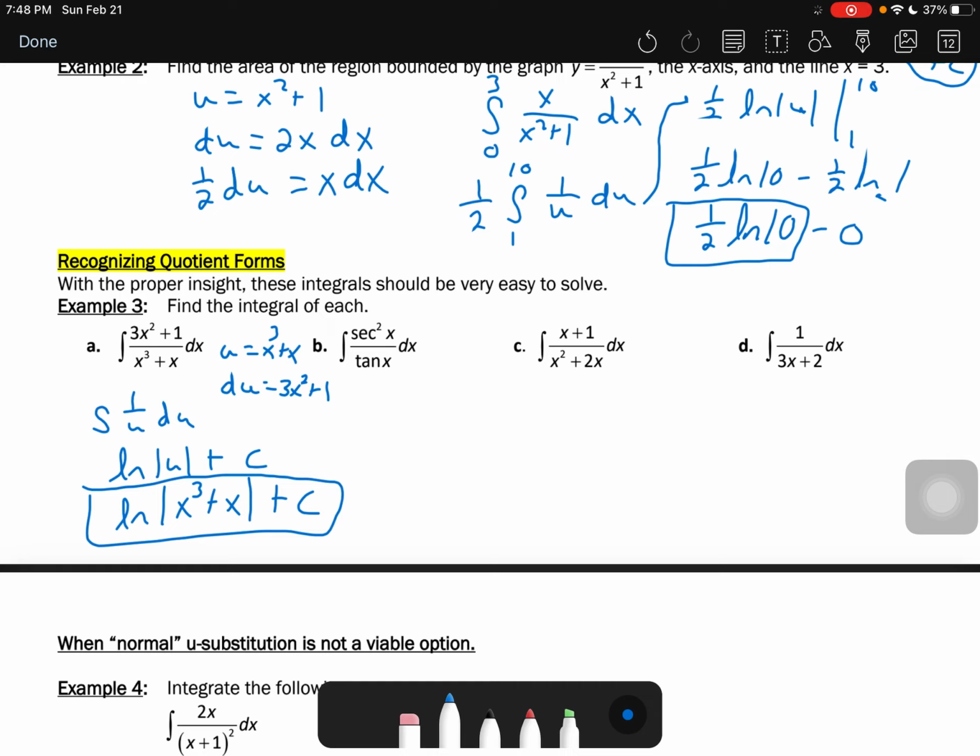All right, for part B, if we let u equal the denominator again, tangent of x, then du is going to equal secant squared. And so again, that'll fit perfectly as 1 over u du, right? And so when we integrate this one, we're just going to have ln of u, and therefore ln of absolute value of tangent of x plus c.